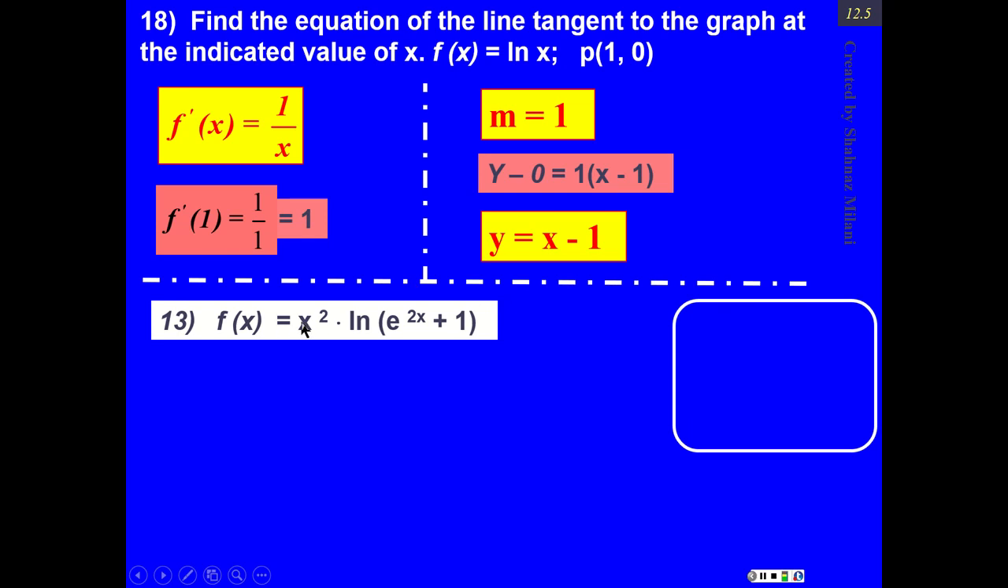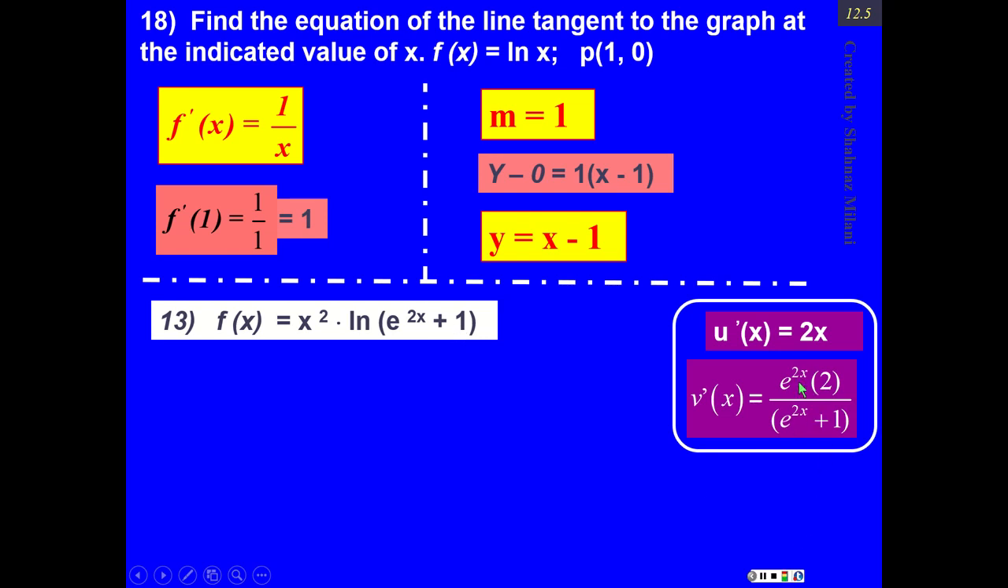Inside this box, I'm going to write that down. The derivative of the first part is going to be 2x. Then here, I'm going to get the derivative of the second part. But don't forget, I'm dealing with the natural log. It means the derivative of this part divided by the carbon copy. The derivative of e to the exponent 2x is going to be 2 e to the exponent 2x. The derivative of 1 is going to be 0. Then over, divided by this carbon copy.